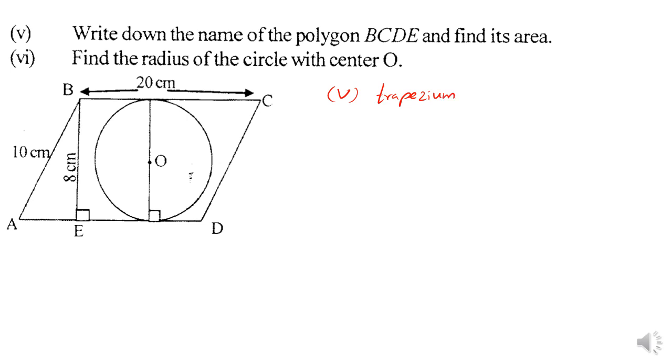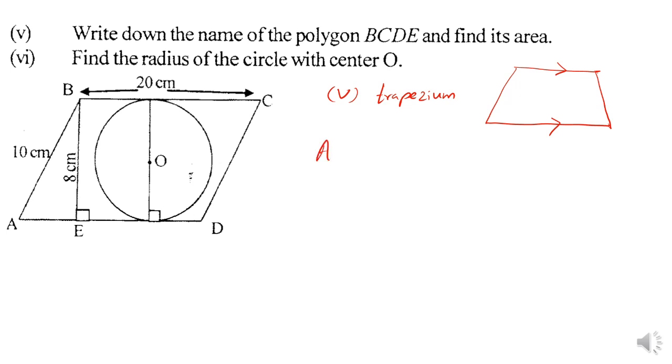Trapezium, right? Its name is trapezium. A trapezium is the quadrilateral where only 2 sides are parallel, right? So this is the definition of a trapezium, and only 2 sides have to be parallel in a trapezium. Find the radius of the circle, and also in that one you have to find its area.